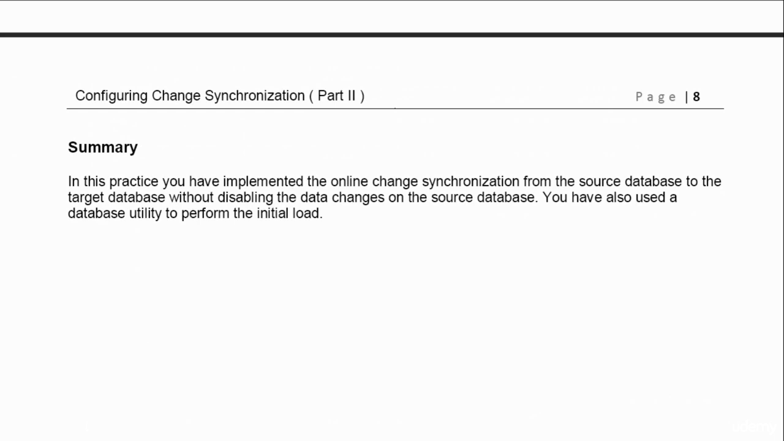In summary, in this practice you learned 2 major points: how to configure the Oracle Golden Gate change synchronization without having to stop the changes on the source database and without losing any data, and how to perform the initial load using the Oracle Data Pump utility. In the next practice lecture, you're going to learn how to properly shut down and start up the systems.